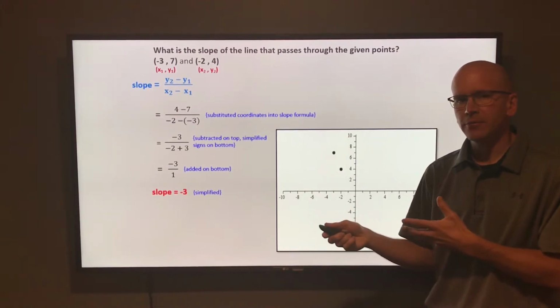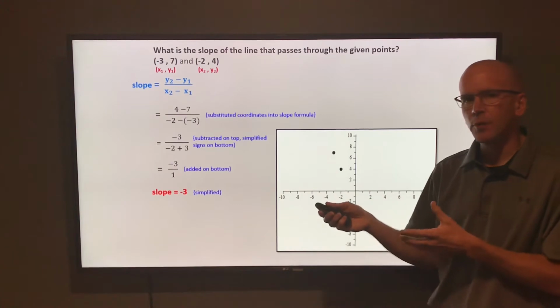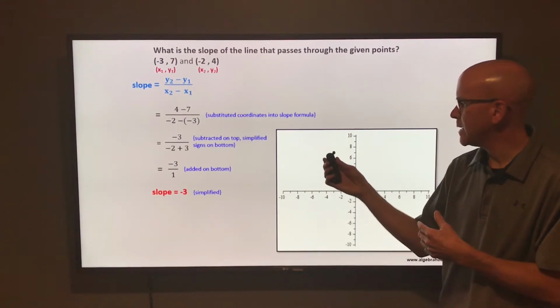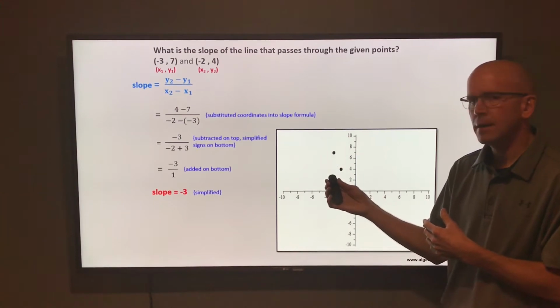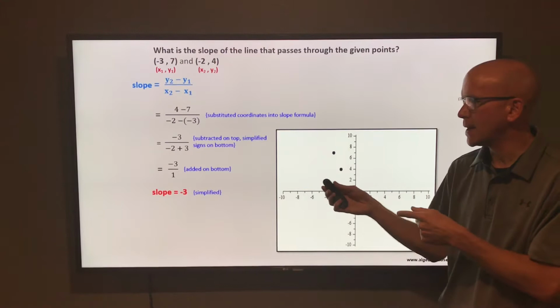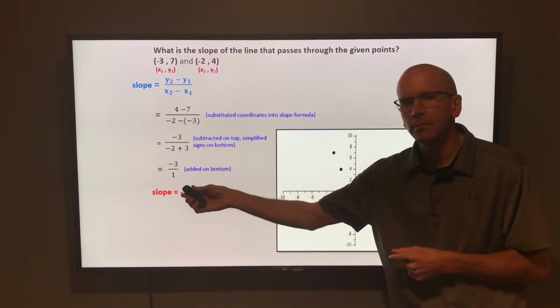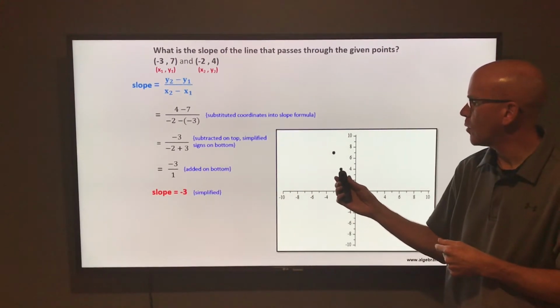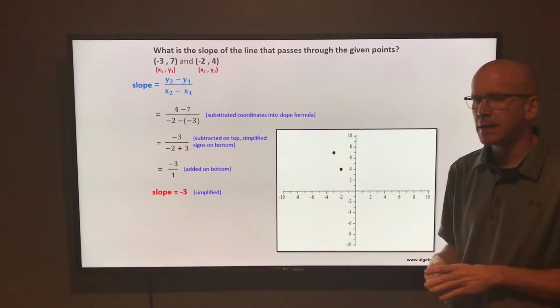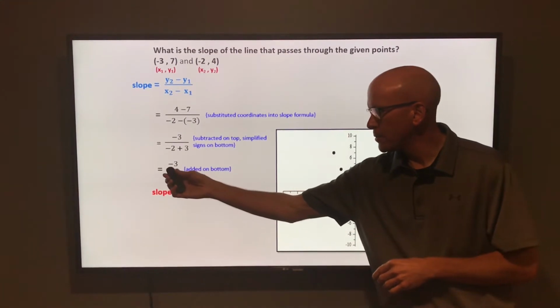But thinking of that as rise over run, that's negative 3 over 1, where the rise is negative 3 and the run is 1. So that means this line goes down 3 for every 1 that it goes over. Or you could think of that as the rise being positive 3 and the run being negative 1. So you could go up 3 and to the left 1. So there's a couple ways to think about it. All depends on where you think that negative sign is.